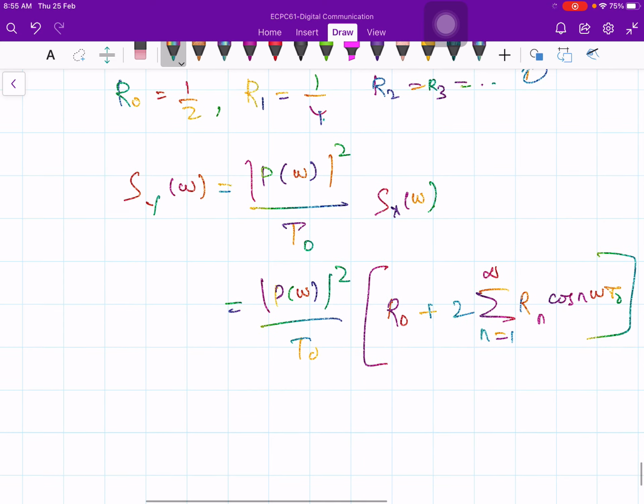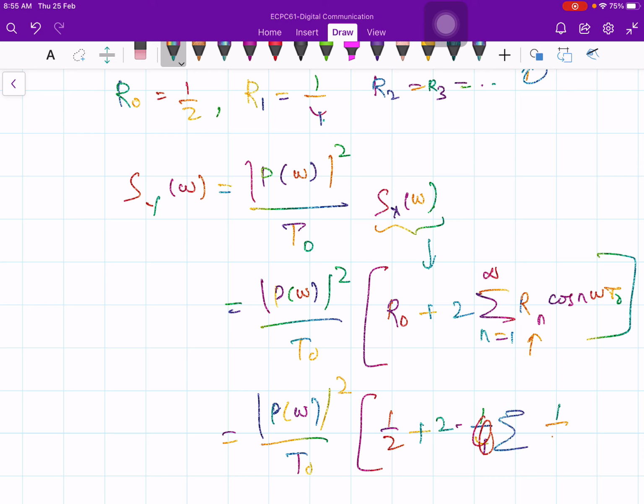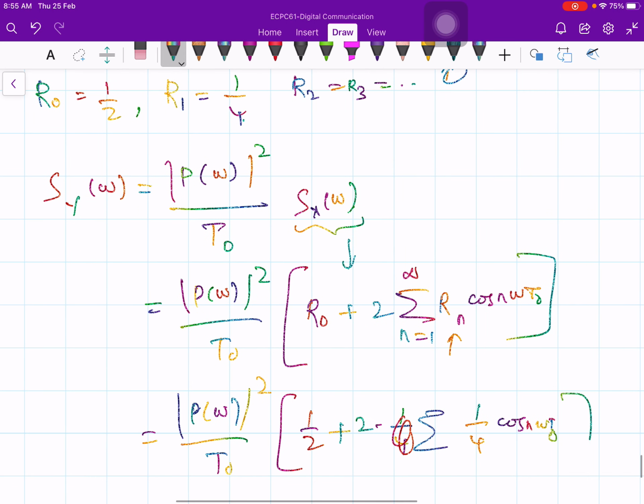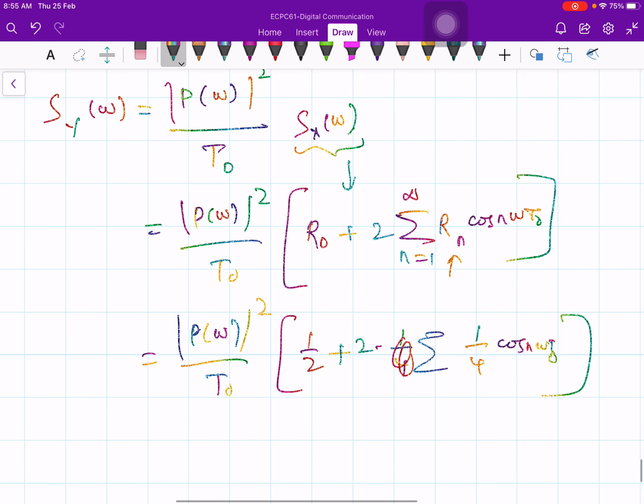This we already derived for Sx of omega, recall that, and substitute the values for R0 and R1. P of omega mod square by T naught, then 1 by 2 plus 2 times 1 by 4. This Rn is 1 by 4, or you can substitute inside, 1 by 4 cos n omega T naught. Okay, and in this only one term is going to give the contribution where n is equal to 1, therefore the sigma will also disappear.